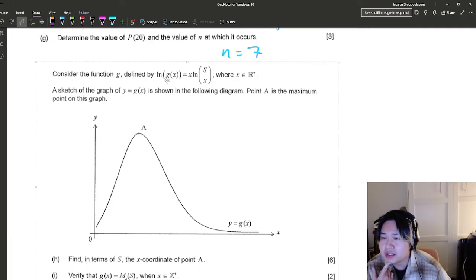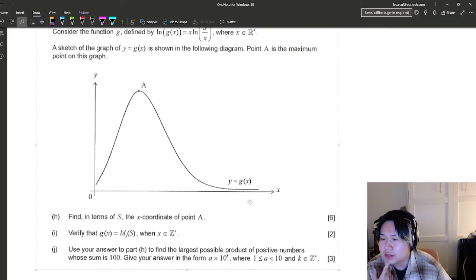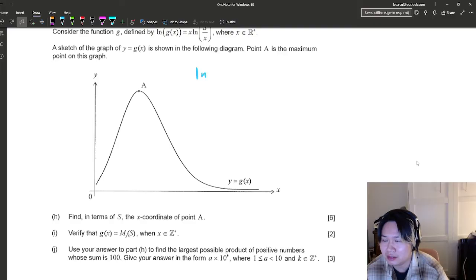Okay, consider this function. Okay, here's this. Okay, find in terms of s the x coordinate of point A. In terms of s, this sucks. That means I gotta do differentiation.